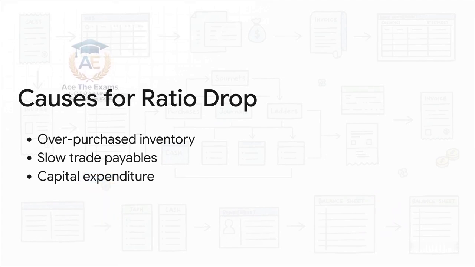Did the business overpurchase inventory, suddenly tying up all their free cash in stock sitting in a warehouse? Are trade payables being settled way too slowly, which is probably angering suppliers? Or maybe cash reserves were intentionally depleted by a massive capital expenditure, like buying a new factory. Diagnosing these specific root causes is the absolute essence of high-level AO3 evaluation.